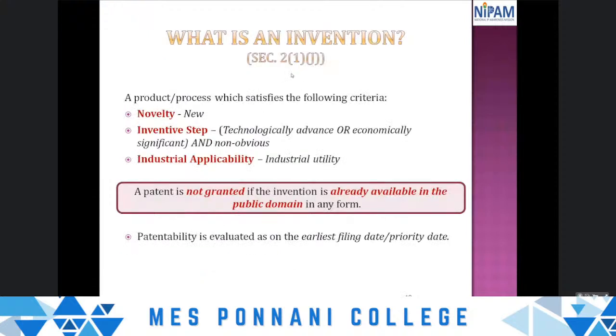Now, before moving to the details of patents, we need to know what an invention is. So, wherever you see such sections mentioned in brackets, all these sections refer to the corresponding act. Since here we are discussing patents, the sections refer to the Patents Act, right? As per the Patents Act, an invention is defined as a product or process which satisfies three main criteria. So what are the three criteria?